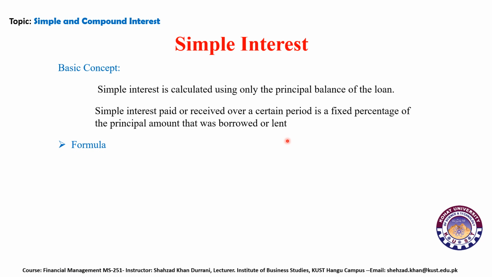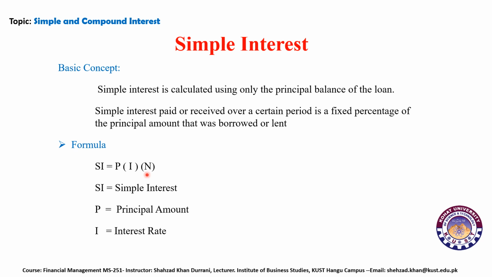The formula of simple interest is: SI equals P times I times N. Here SI is the simple interest, P means the principal amount or present value, I means the interest rate, and N is the number of periods or the number of years.